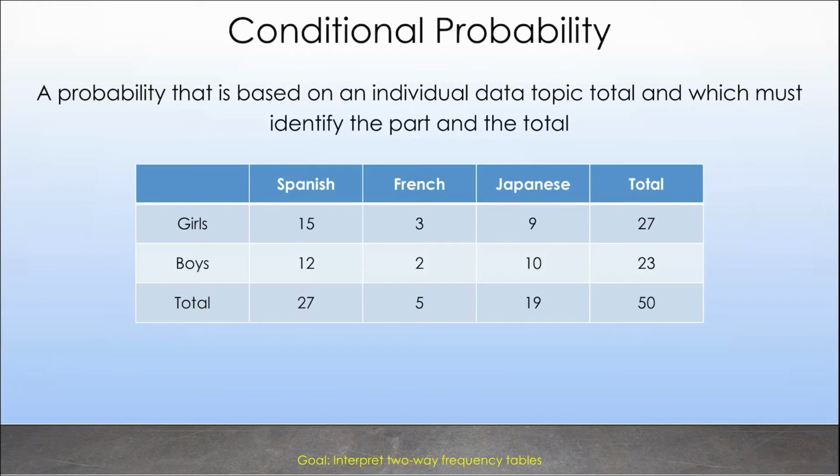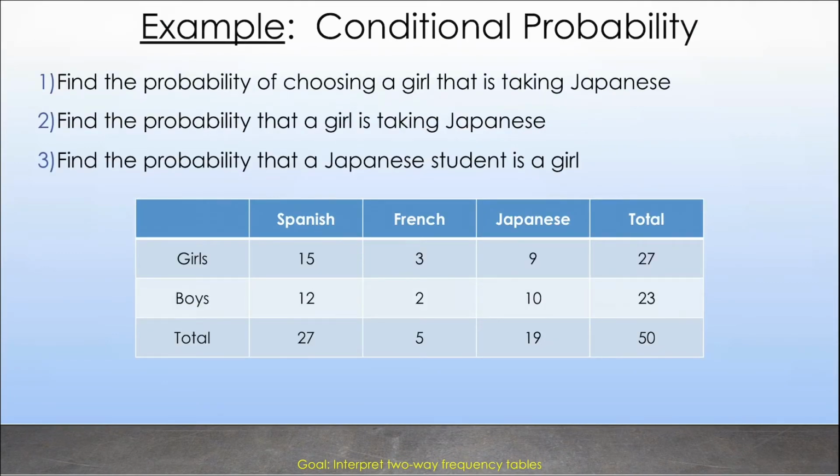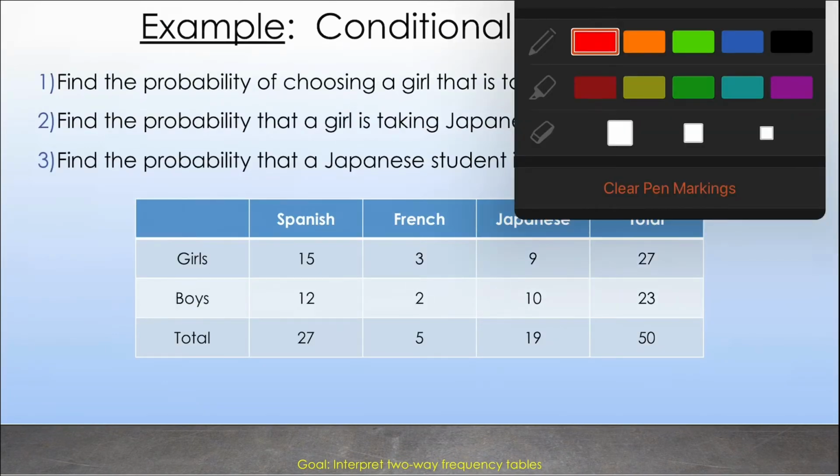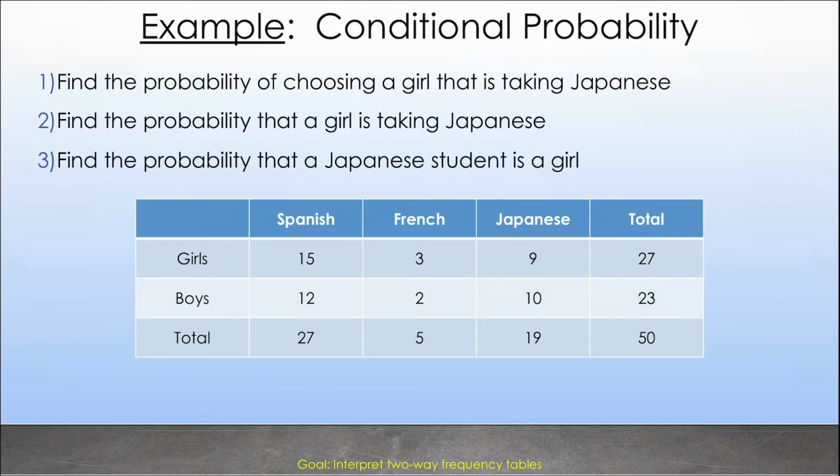Conditional probability is a probability that's based on an individual data topic total in which I must identify the part and the total. So these are the two things we're looking for. This can be a little confusing, so we're going to take it slow.